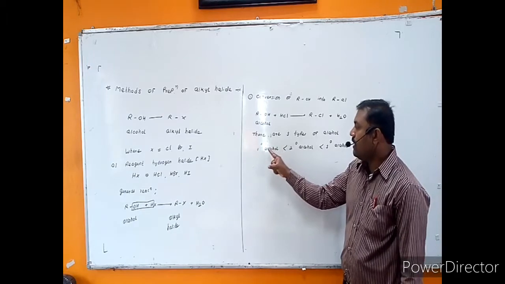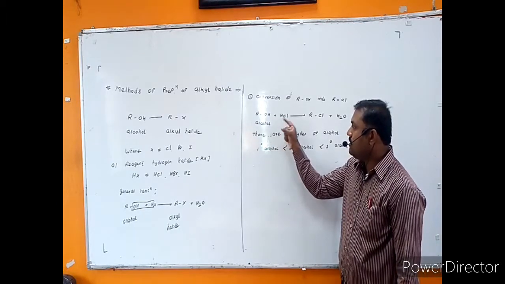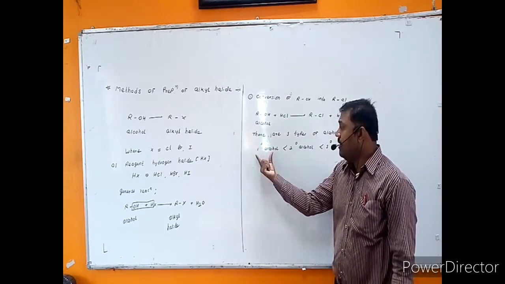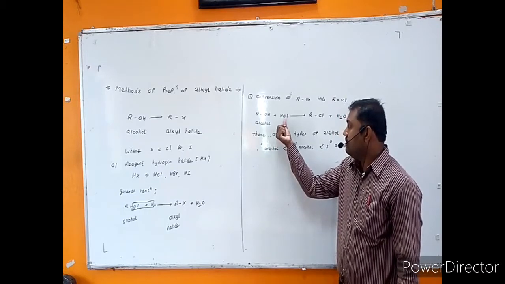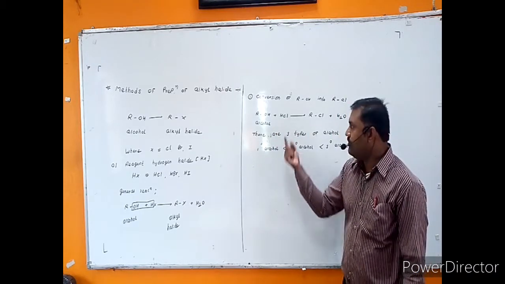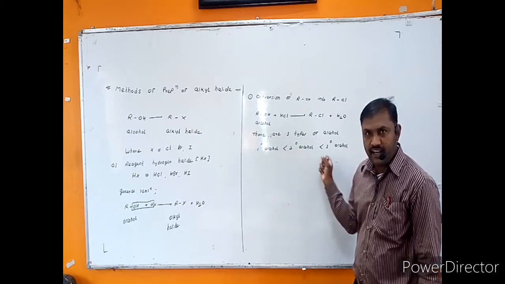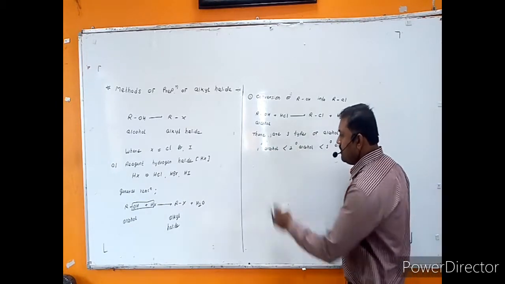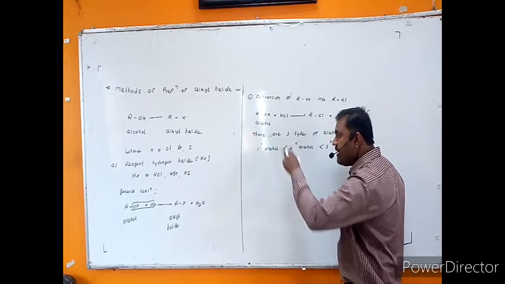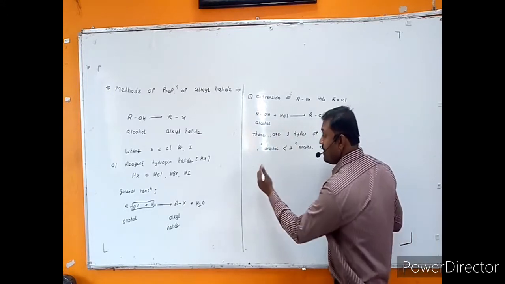Now if you try to react primary alcohol with HCl, what do you have to carry out? Primary alcohol with HCl, then what are the conditions? As we know that primary alcohol is less reactive than secondary and tertiary. For that purpose, what do we have to use? We have to use a catalyst. So how is that reaction carried out?